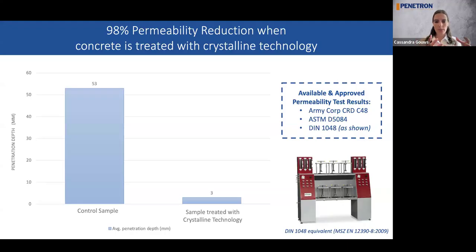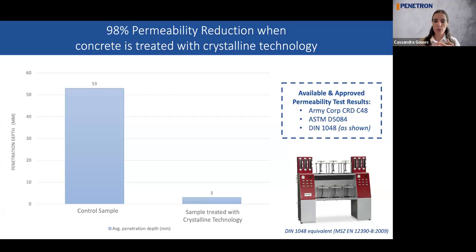What we did is we took a control sample that's not treated, as well as the Penetron admix, which is the crystalline technology treated samples, and we put them in the apparatus. It puts a water pressure of 72.5 psi for 72 hours on the samples. Once it reaches the 72 hours of that water pressure, they remove the samples from the apparatus, and they actually split the samples in half, and they measure the water penetration.